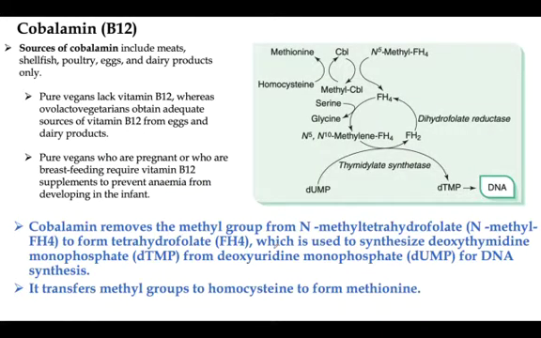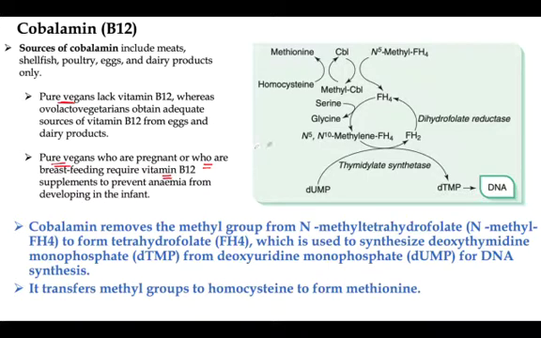We move on to cobalamin, which is a cobalt-containing water-soluble vitamin, mostly present in meats, shellfish, poultry, eggs, and dairy products. Again, pure vegans lack vitamin B12 because they are not taking any dairy products, and therefore pure vegans who are pregnant or who are breastfeeding require vitamin B12 supplements to prevent anemia from developing in the infant.